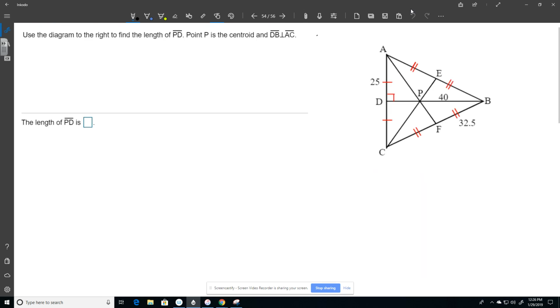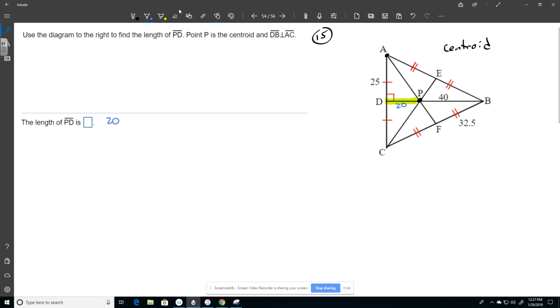Okay, so 15. It tells me that P is the centroid. So I know I'm dealing with the centroid. And if you remember, one of the special things about the centroid is the distance from A to P is double the distance from P to F. This length right here is double this length. So it wants me to find PD right here. Well, I know that PD is half of this distance because this is double PD. So if this is 40, then PD is just 20.